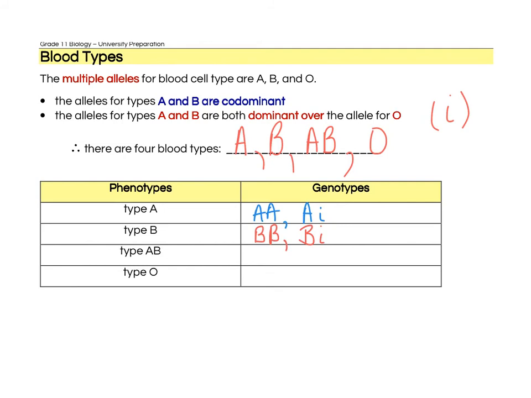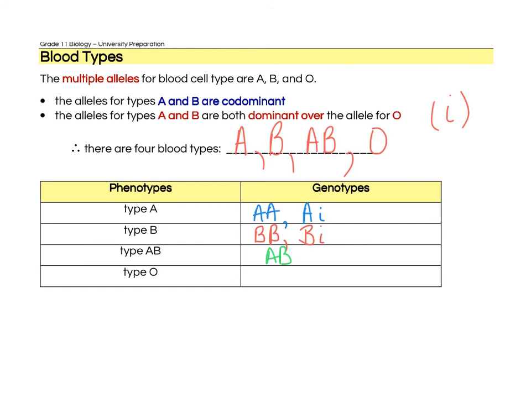Now, for type AB blood, there is only one single genotype. I have to have an A allele and a B allele present, and they have to codominate in order for AB blood to show up.